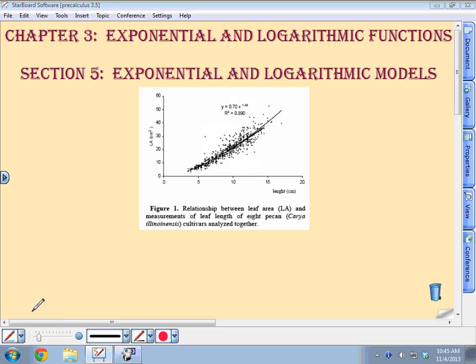Okay, so section 5 is exponential and logarithmic models, and we're going to use models to solve problems. For the most part, we're just going to be understanding what the models are, how to plug some numbers in and find unknowns, and to do word problems, which I know you all love. Yeah, the word problems are so much fun.